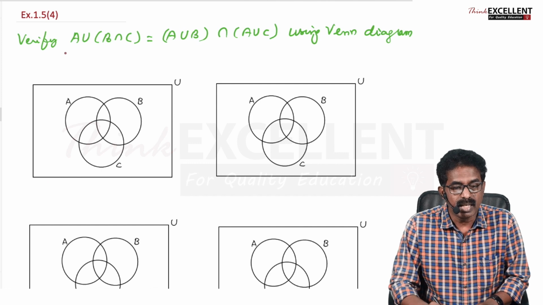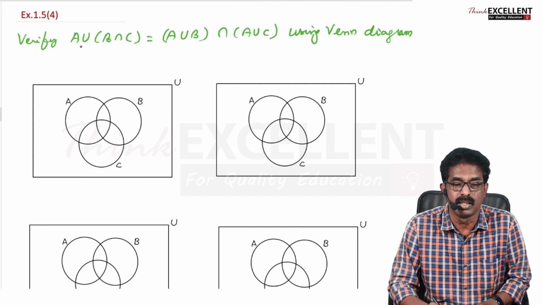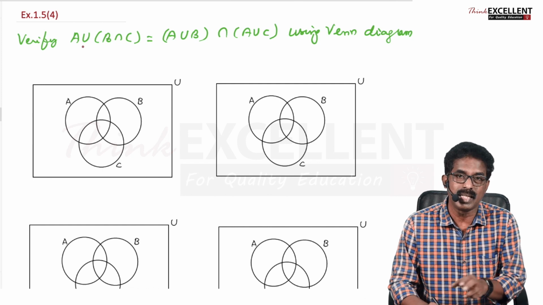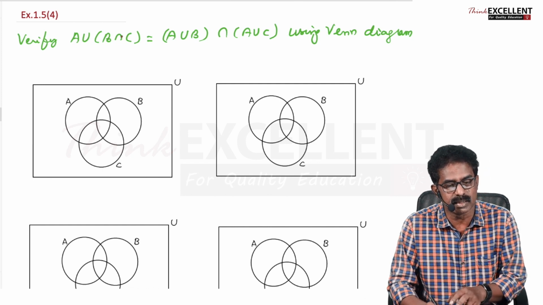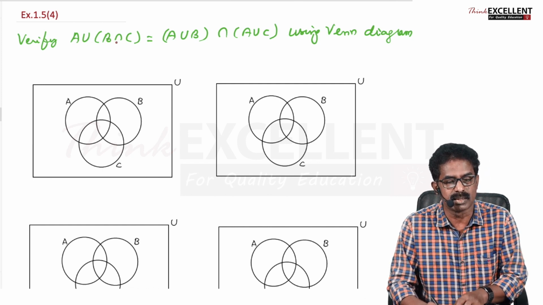Look at this question. Verify, can you name this property? A union B intersection C, distributive, good. Distributive property. Union is distributive over intersection. A union B intersection C is A union B intersection A union C.